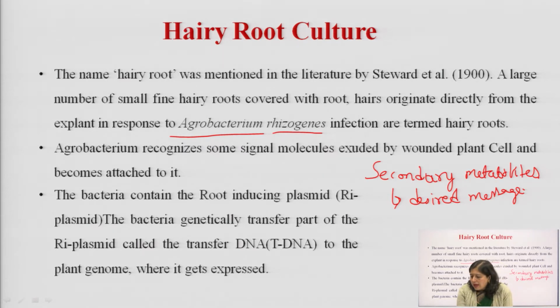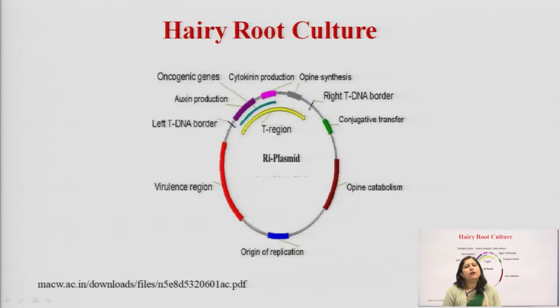The full form of RI plasmid is root inducing plasmid. The bacteria genetically transfers part of the RI plasmid, called the transfer DNA, that is T-DNA, to the plant genome where it gets expressed. So, this is the structure of the RI plasmid.